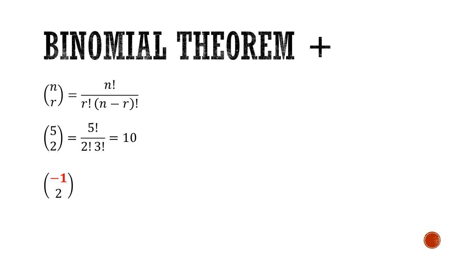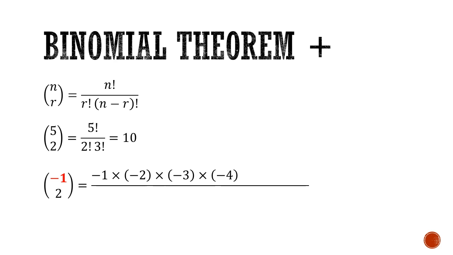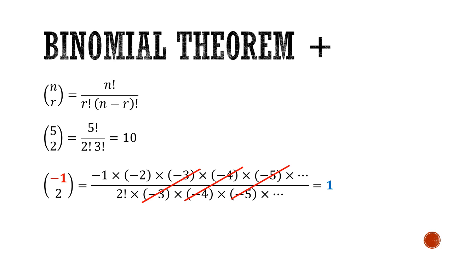Let me also just show you that it works for negative powers. So let's say negative 1 choose 2. Well, n factorial in this case will be negative 1 times negative 2 times negative 3, and so on and so forth. The denominator will have 2 factorial, and n minus r would be negative 3. So we'll take negative 3 factorial, so we'll just multiply by negative 4, negative 5, and so on. Cancel all the terms, and you'll see that this gives us 1.